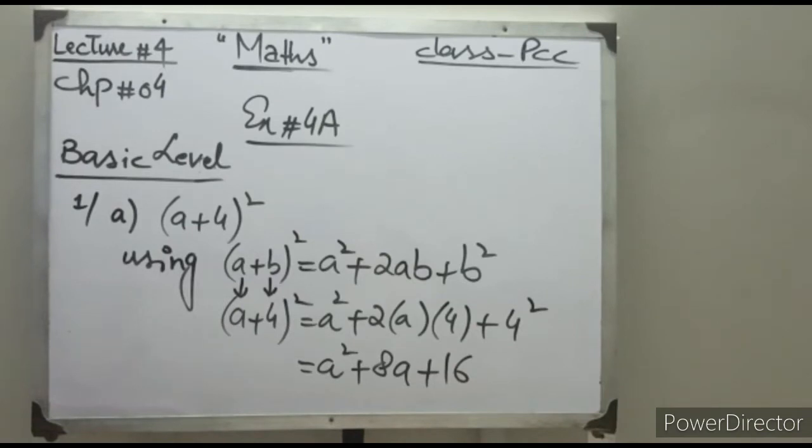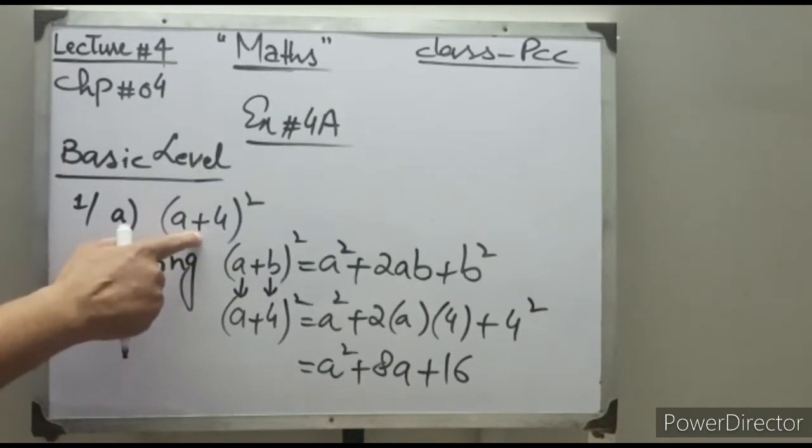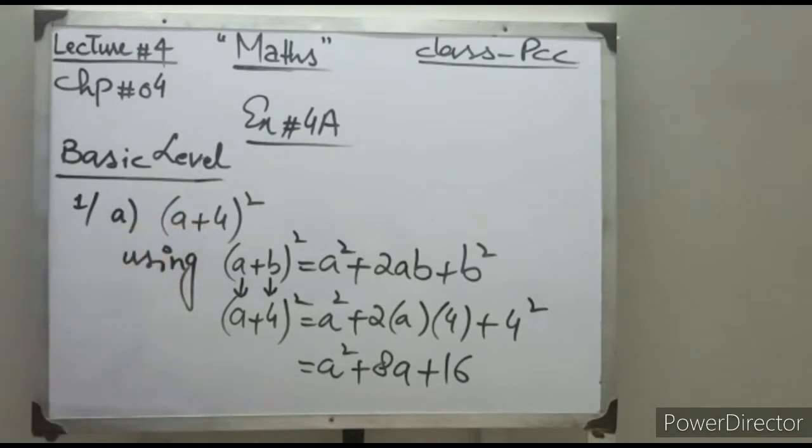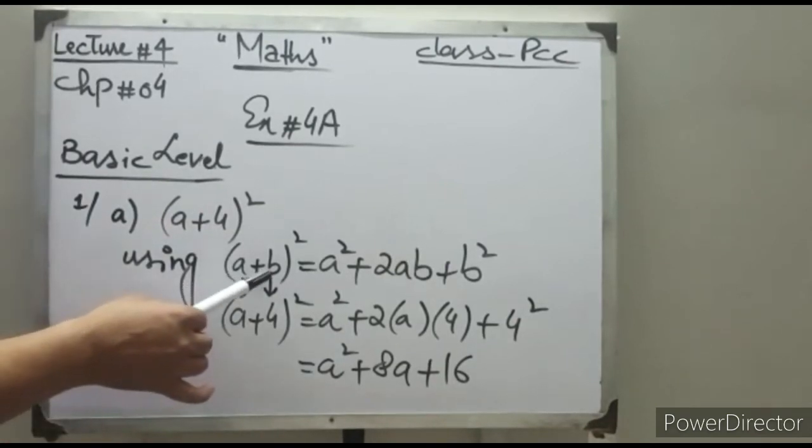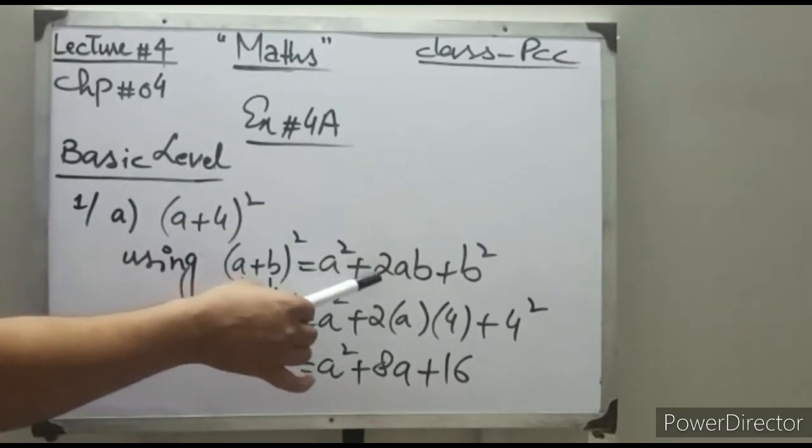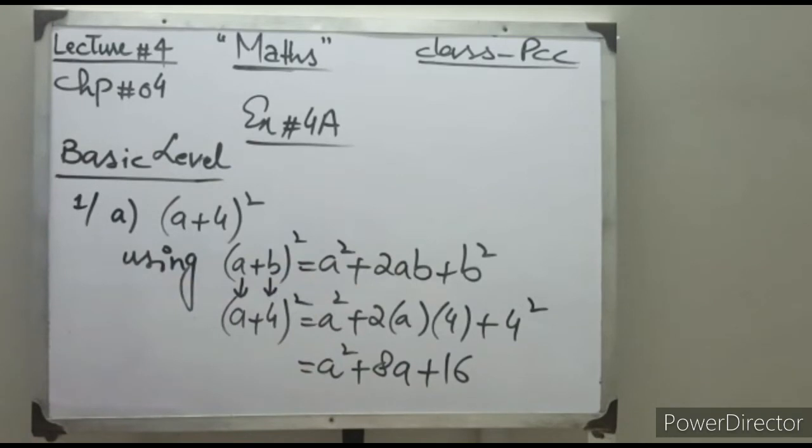Exercise 4a, basic level. Question number 1, part a. Expand (a + 4)² using the algebraic identity. Students, you may see there is a positive sign between a and 4. So we have to use the identity number 1, which is (a + b)² = a² + 2ab + b².